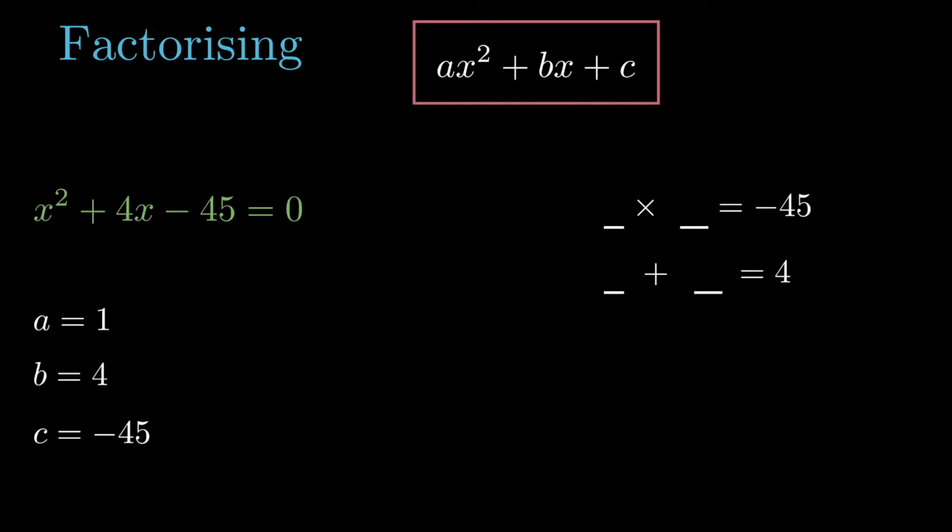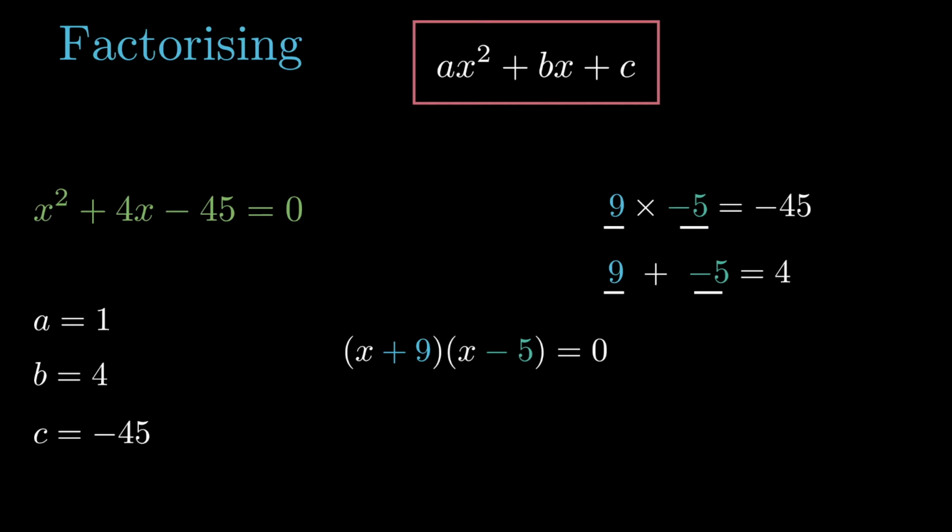So this part is kind of trial and error. If you have a go, the answer that you guys should get is 9 and minus 5. So 9 times minus 5 is equal to minus 45, and 9 plus minus 5 is equal to 4. And one of the final steps is we just put these two numbers into brackets. So our first bracket is going to be x plus 9, and then the next bracket is x minus 5, and that is equal to 0.